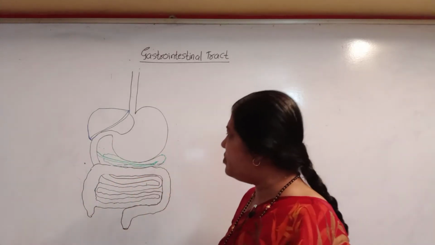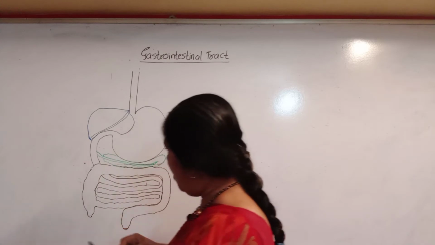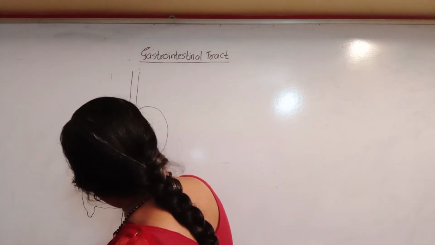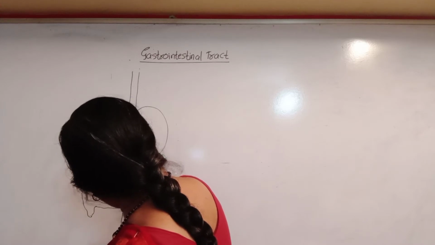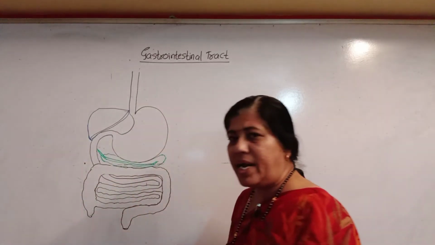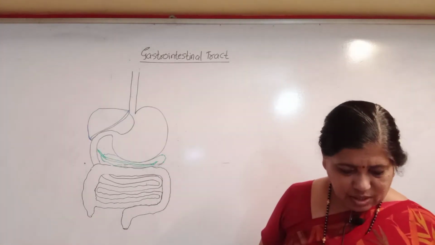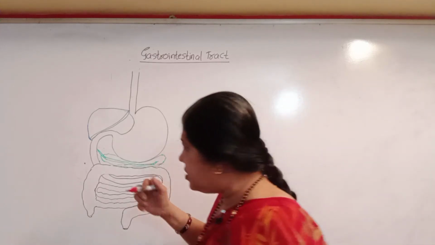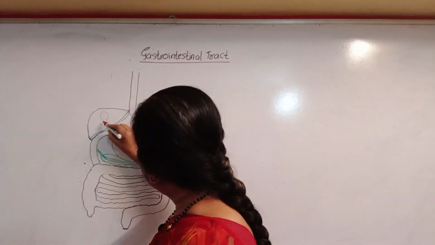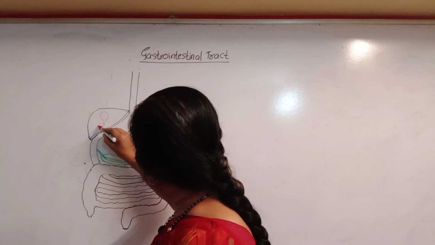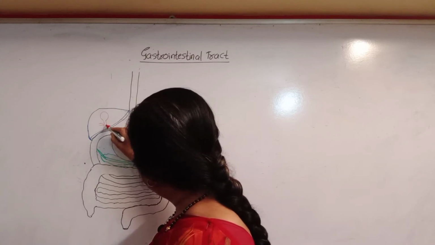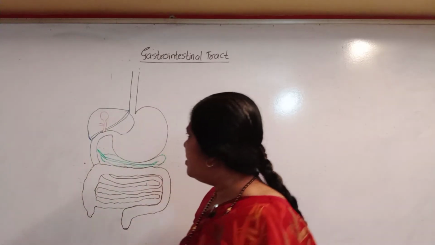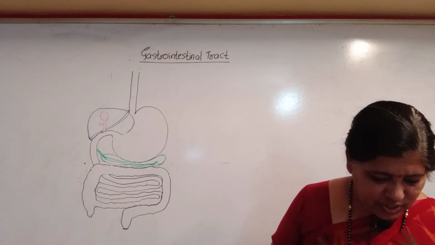The liver consists of the gallbladder. So this is the opening of the pancreas. So this is the gallbladder, and this is the bile duct. Okay. So this is the gastrointestinal tract.